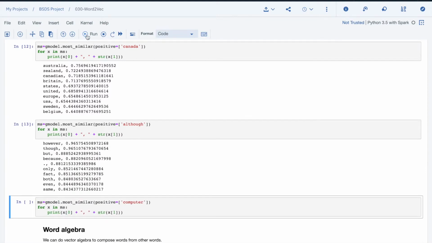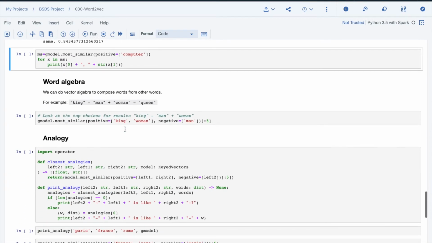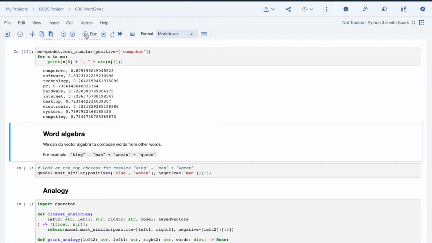A word like although provides good choices with however. I was surprised to see though as the second choice, but a quick search for the definition gave me despite the fact that although. So it is definitively a very similar word. Finally, the word computer shows related words. It makes sense that we'll see those words in similar context.